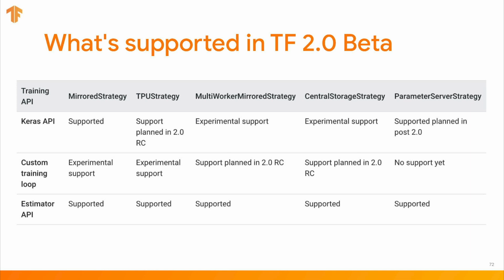In the first column, we see the three types of model building APIs, namely Keras, Estimator, and Custom Training Loop. And then on the top row, we have the different types of strategies. And as you can see, the Estimator API is well supported across the different types of strategies, while the other combinations are supported or on the way. Most of them are targeting the RC release candidate of 2.0 for availability.